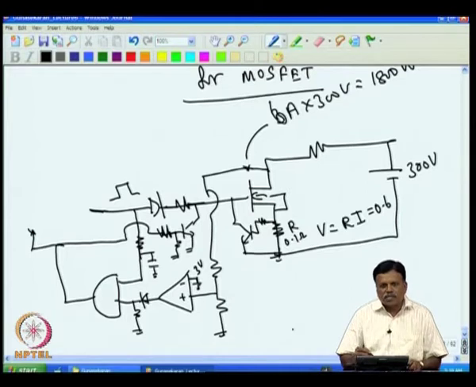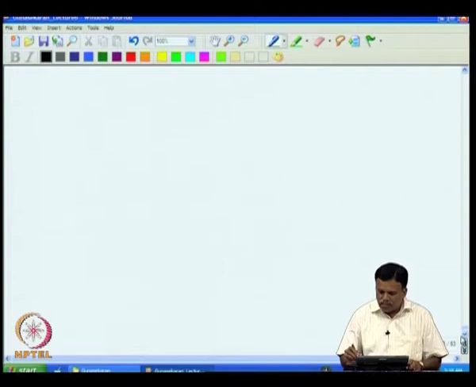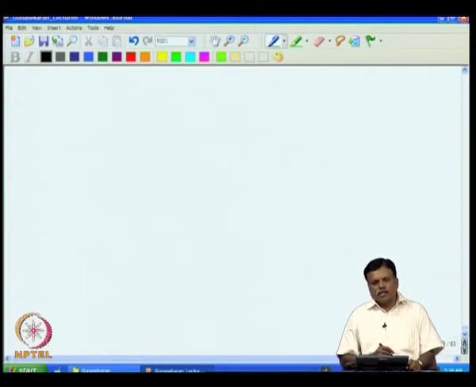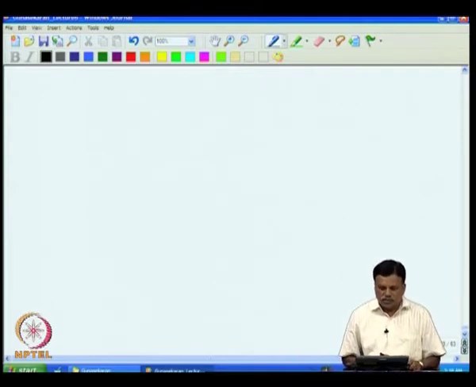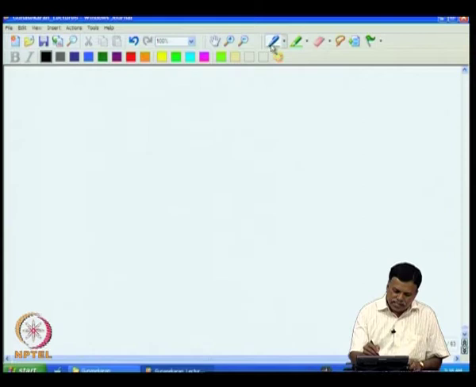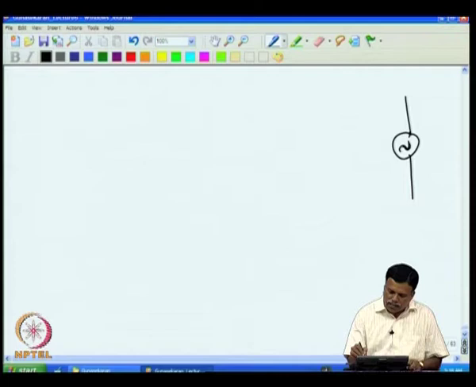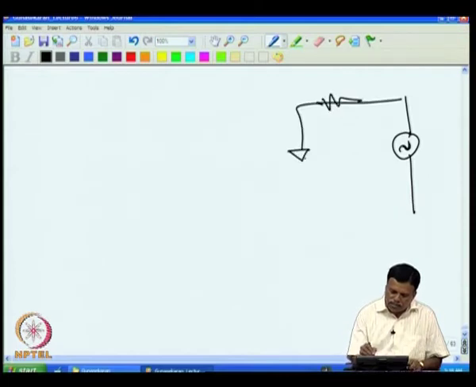So, this way the MOSFET can be protected. We can also design a circuit using a thyristor instead of a MOSFET, where the thyristor provides power to the heater linearly with respect to the error voltage. That design can be done like this. We can have an AC source, and then a load, and then a triac or two thyristors connected like this, and then we can have this.